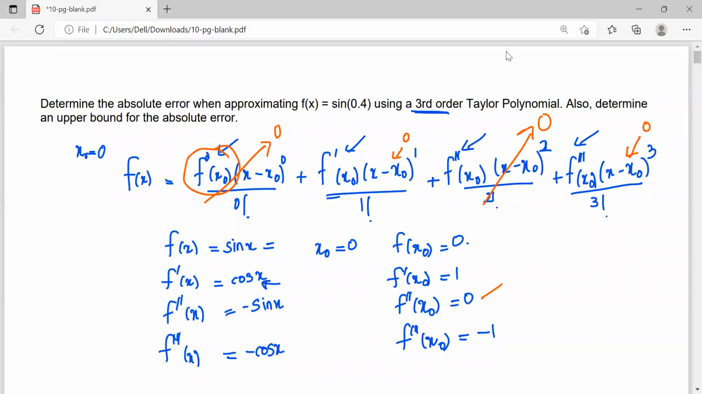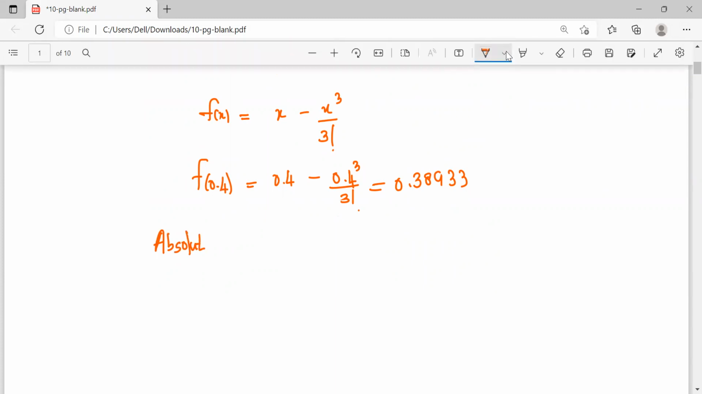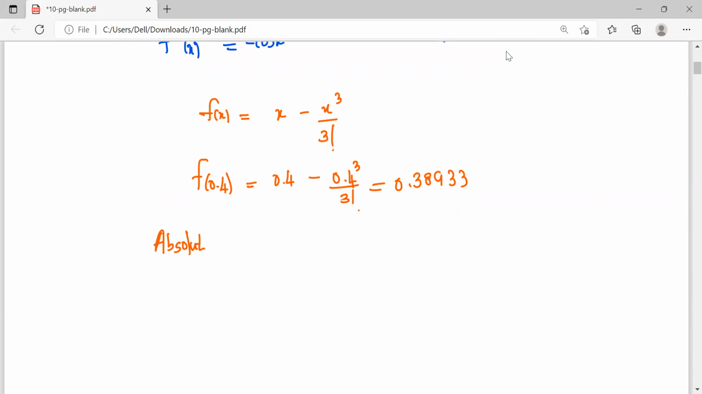So let's see the question again. Determine the absolute error when approximating f of x, sine 0.4, using a third order Taylor polynomial. So the first question is they are asking about the absolute error from this value. First of all, we need to understand what the meaning of absolute error is. We have already done a video on it. If you haven't watched those videos, I have given the link in the description.